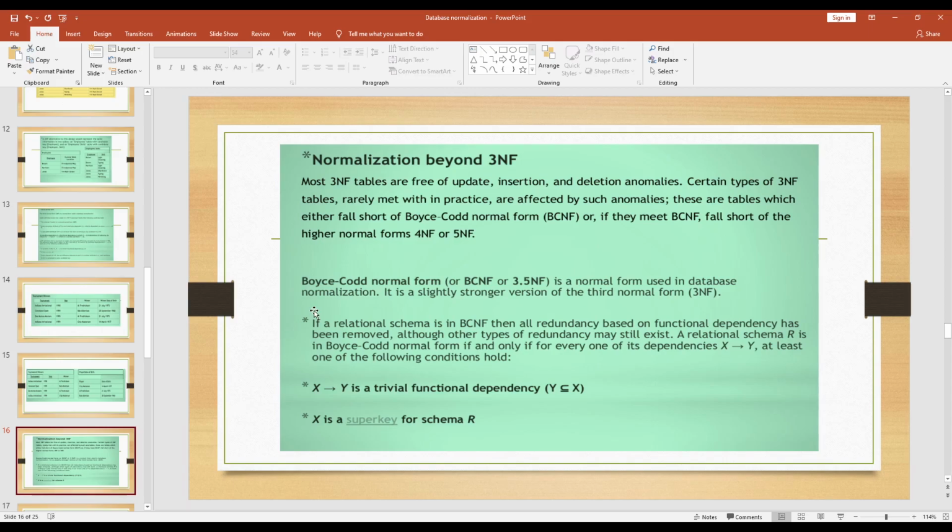A relational schema R is in Boyce-Codd normal form only if for every one of its dependencies X determines Y, at least one of the following conditions holds. X determines Y is a trivial functional dependency. X is a superkey for schema R.